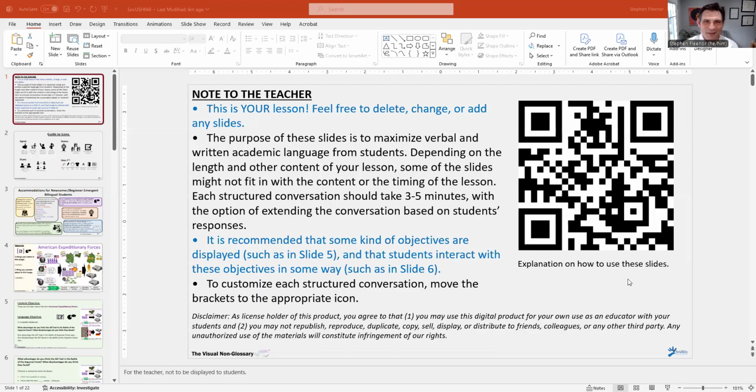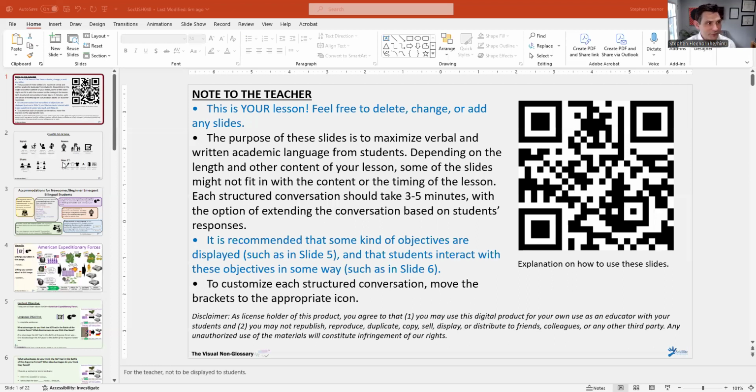Hi, I'm Stephen Fleener, and I want to tell you about the lesson plans with the visual non-glossary. If you're looking at a lesson plan right now, the first slide should look really similar to this. All of the lesson plans in the visual non-glossary are structured very similarly, and I want to tell you about them.